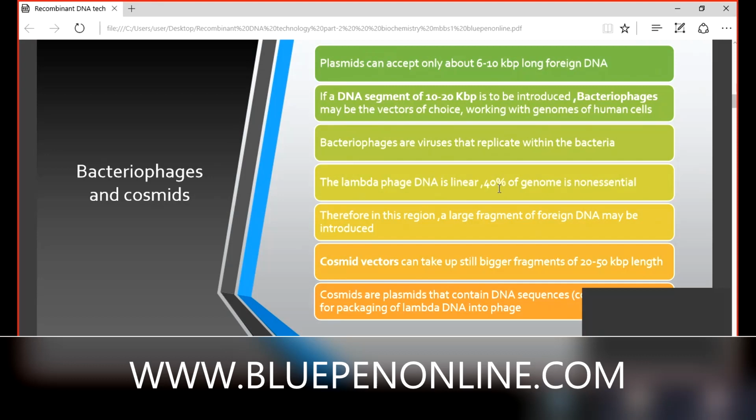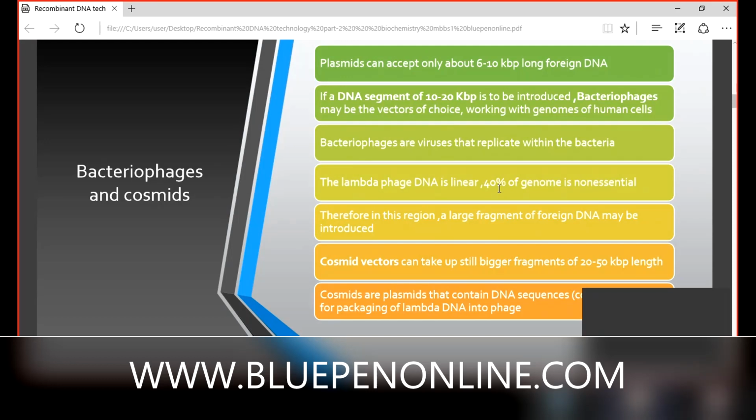If a DNA segment of 10 to 20 kilobase pairs is to be introduced, what happens? Plasmids cannot carry it. 10 to 20 kilobase pairs cannot be carried by plasmids, so we need another carrier. So we use bacteriophages. Bacteriophages may be the vectors of choice when working with genomes.